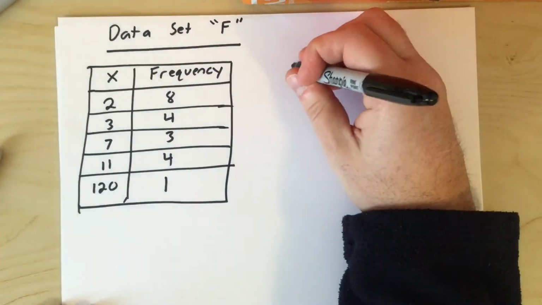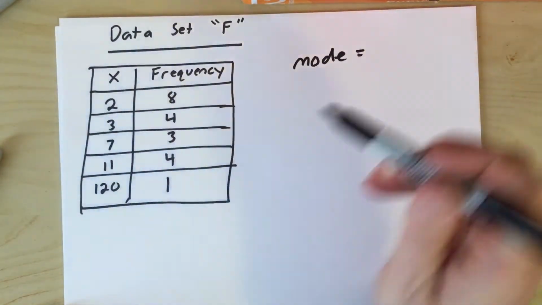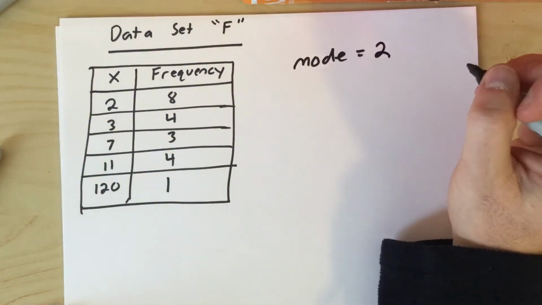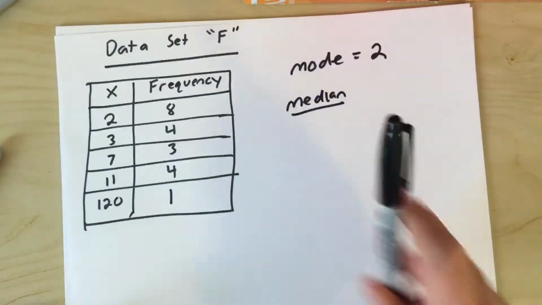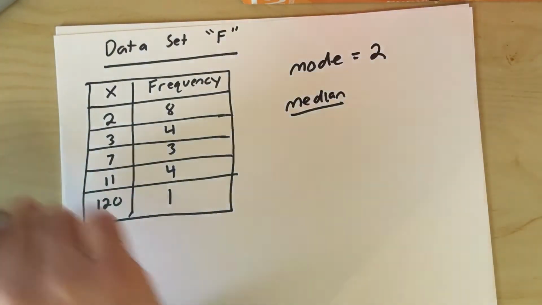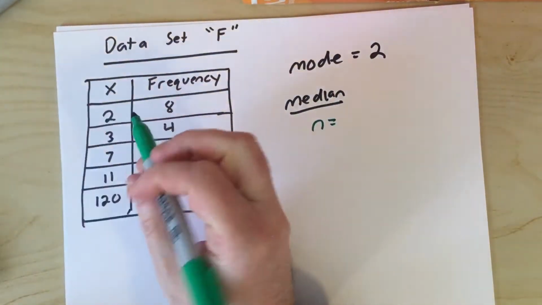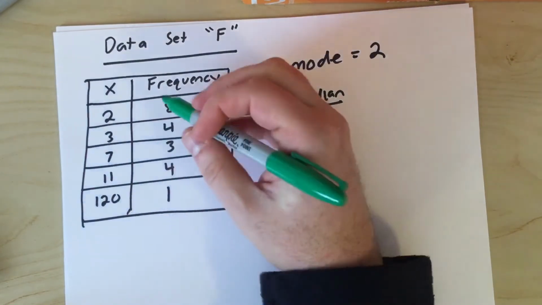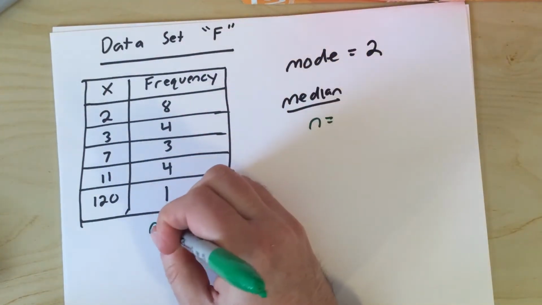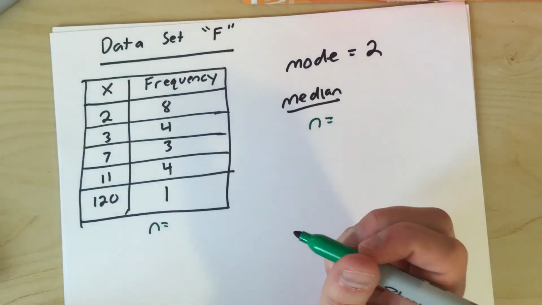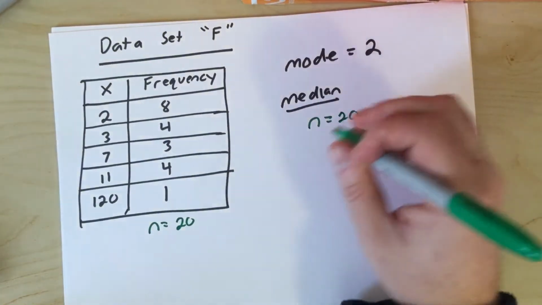So the mode is the one that appears most often, and the one that appears most often is going to be the 2. The median, well, let's figure out the position first. So to figure out the position, we need n. Now, we have this number 8 times and this number 4 times. So this is the number of numbers that we have. So the total number of numbers we could figure out by adding up the frequencies, and that turns out to be 20. So n is 20.